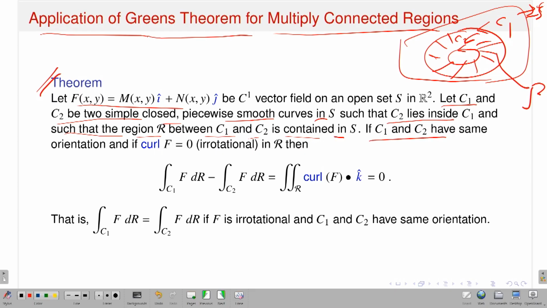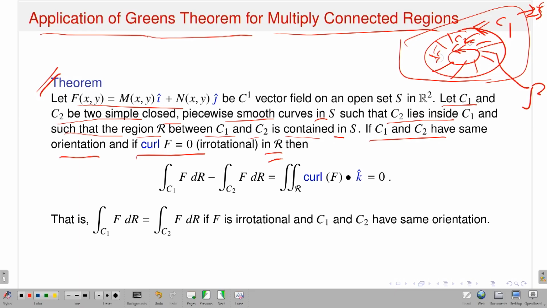Now, if C1 and C2 have the same orientation, C1 is anticlockwise, C2 is also anticlockwise, it does not matter, it could be clockwise as well, but both of them should be clockwise or both of them should be anticlockwise. And suppose the vector field's curl is 0. If you remember, when I talked about the notions of divergence, curl and gradient, I said that if the curl of my vector field F is 0, then this vector field is called an irrotational vector field.